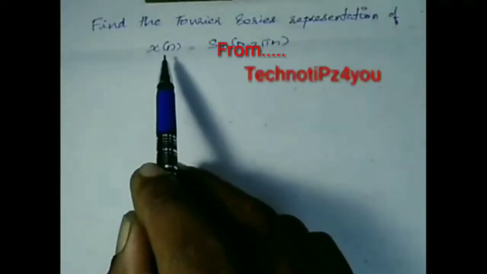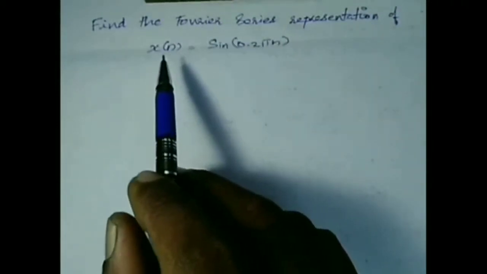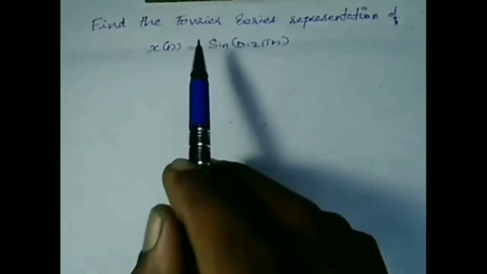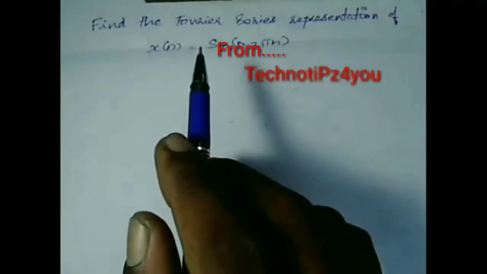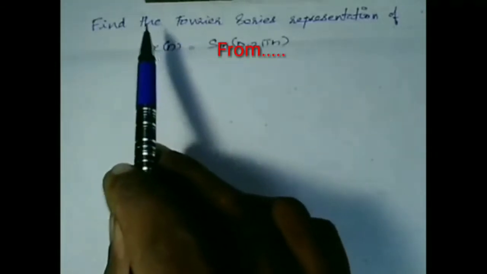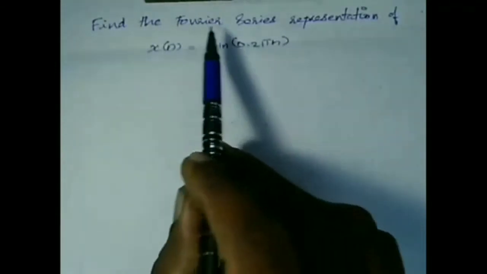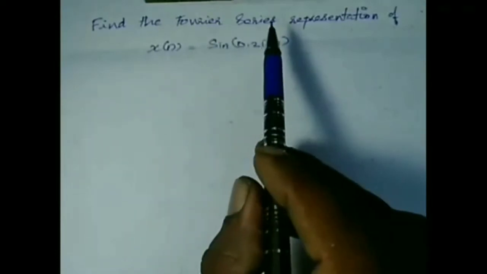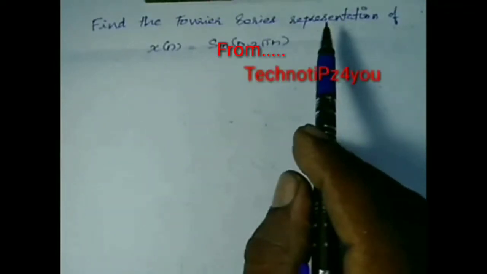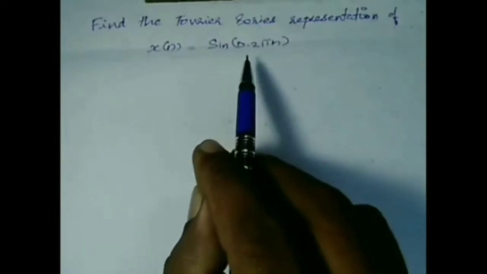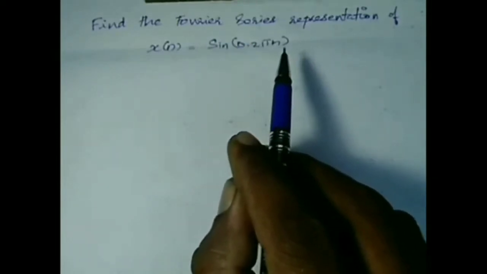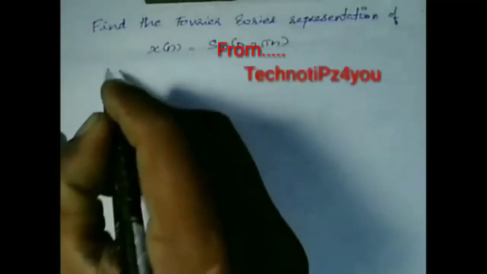As we all know, the given signal is a discrete time signal, so naturally that should be the discrete time Fourier series. So the question given is actually: find the discrete time Fourier series representation of x of n is equal to sine 0.2 pi n. Okay, let us find the solution.